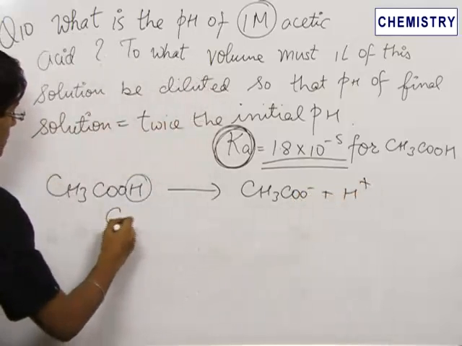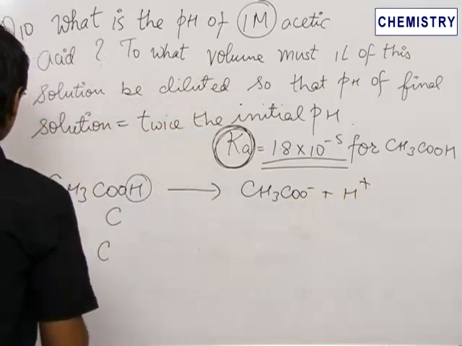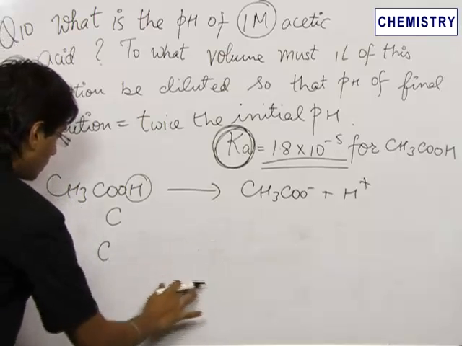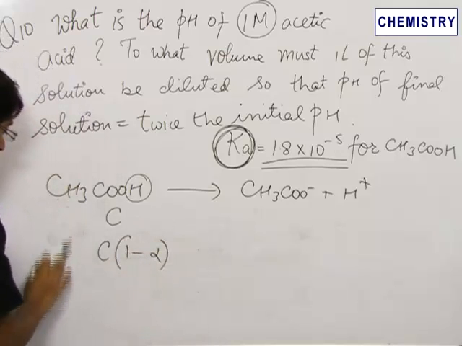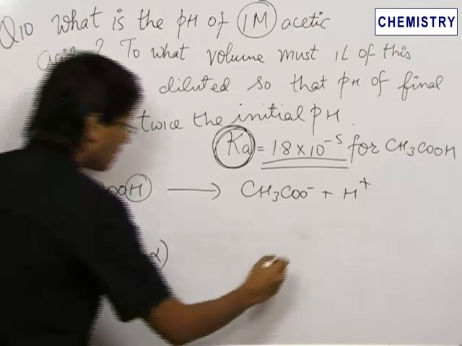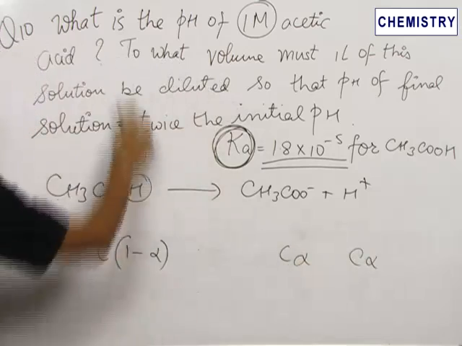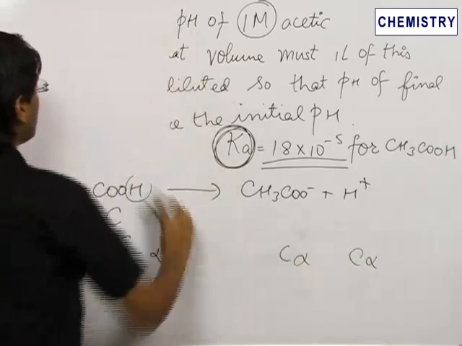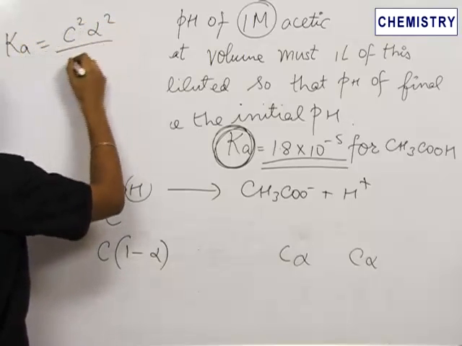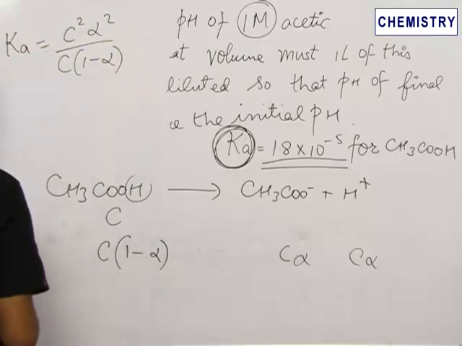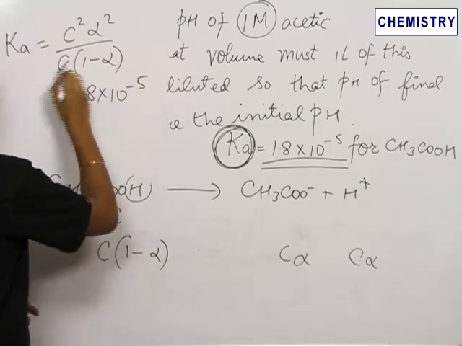Let the initial concentration be C. If it dissociates with a degree of dissociation, let it be alpha. So after a certain time period, this becomes C(1 - alpha), this becomes C alpha, and this becomes C alpha. So for this reaction we can write the value of Ka to be equal to C² alpha² upon C(1 - alpha), and this is given to be equal to 1.8 × 10^-5.